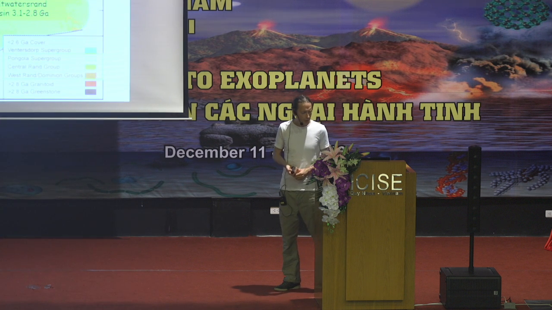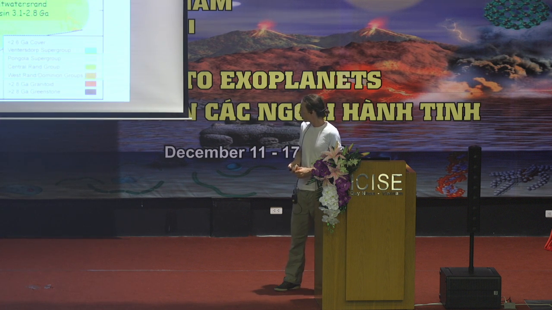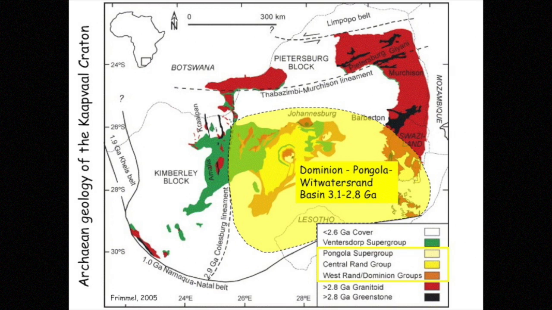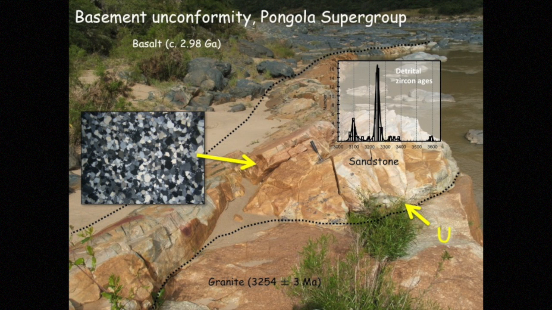Quickly now moving to the Witwatersrand, the Dominion-Pongola-Witwatersrand Basin, which is a continental cover succession that sits unconformably on these much older rocks. Here you see an example of the unconformity. Here we have some older granite overlain by this sandstone, overlain by a basaltic succession.